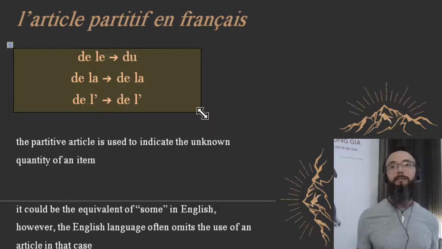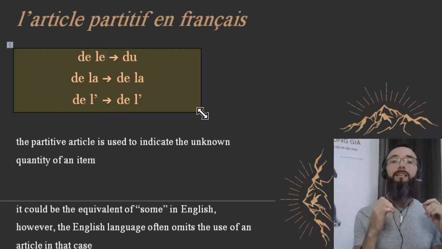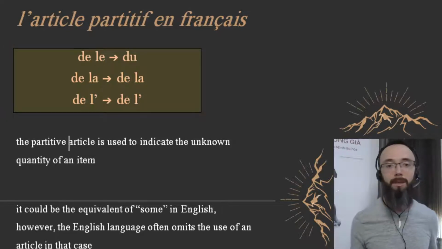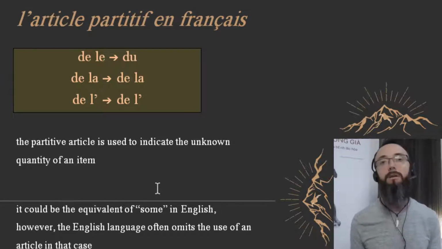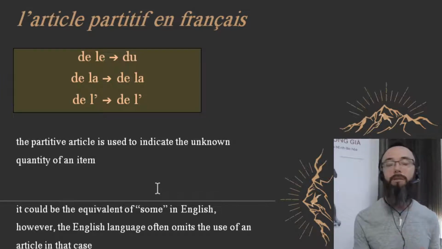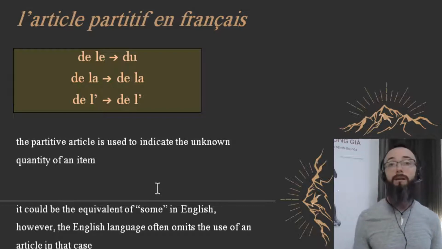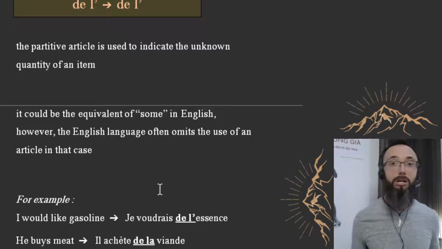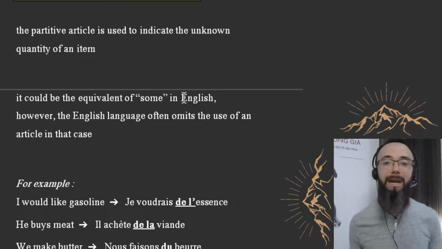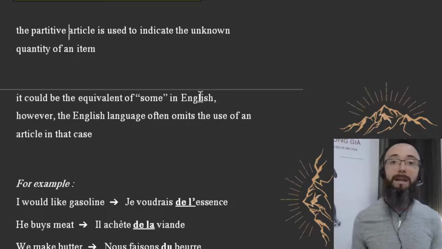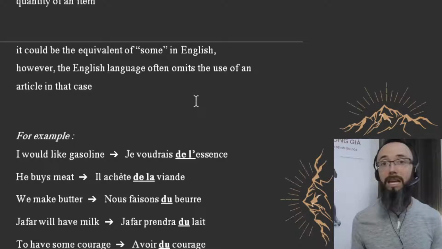What is a partitive article, you might ask? It is used to indicate the unknown quantity of an item. So whenever you have a word and you cannot know exactly how many of that noun can be quantified, well, there you have it. You're going to need a partitive article in French. Sometimes it could be the equivalent of some in English. However, the English language often omits the use of an article in such cases.